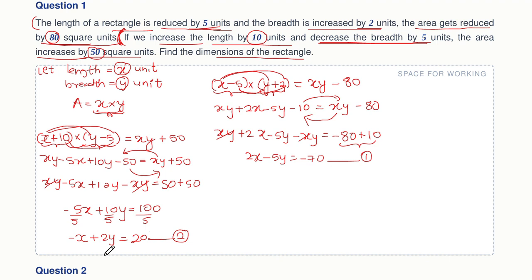To solve these two equations using the elimination method, we find the value of x and the value of y, which are our length and breadth. To find the dimensions of the rectangle, you have to multiply the values of x and y. So you get the dimensions. In this class, I have shown you how to convert a word problem into linear equations.